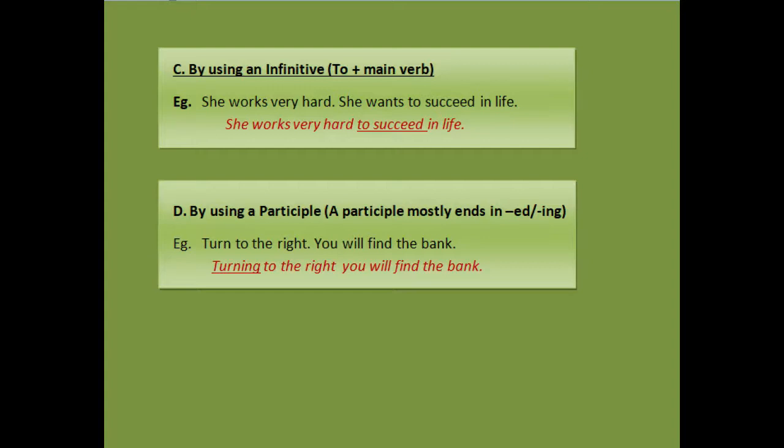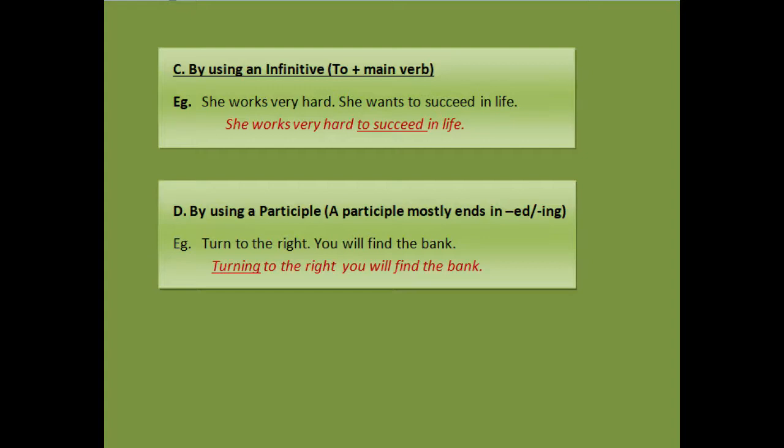Number D, by using a participle. We know a participle mostly ends in ed or ing, and a participle is formed from a verb and it modifies a noun or noun phrases or other parts of the sentence.